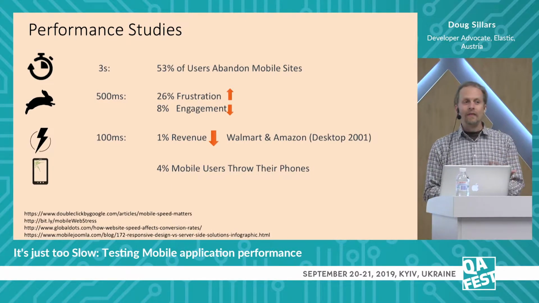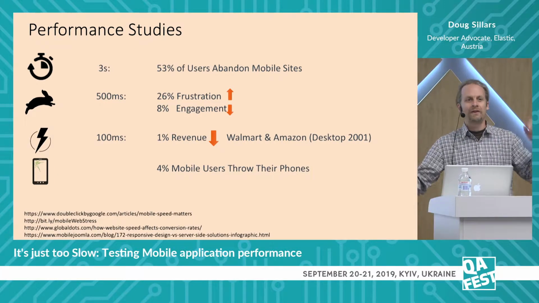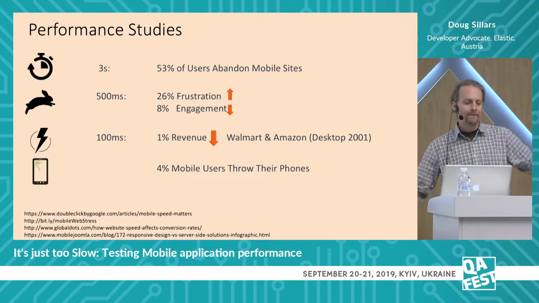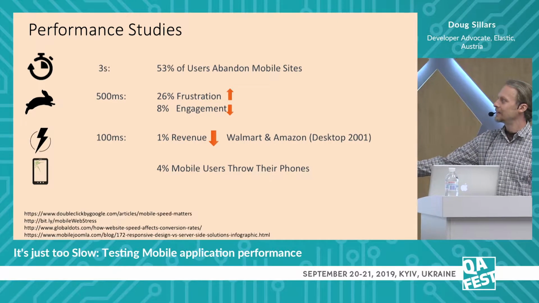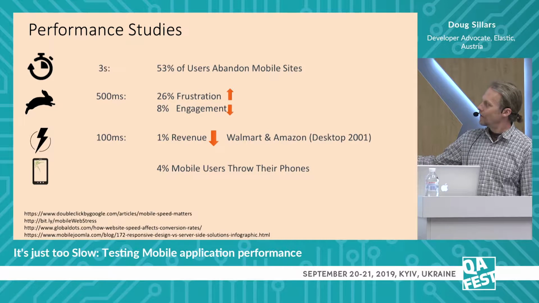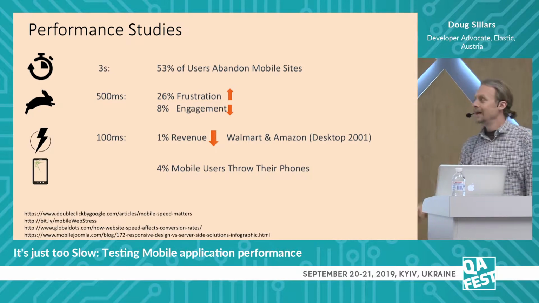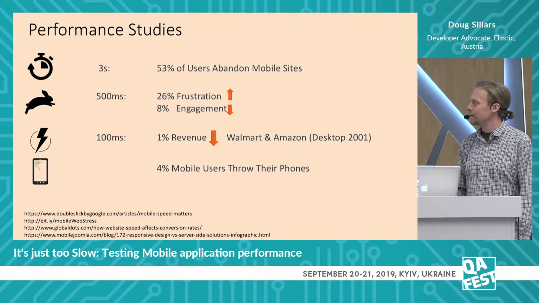There is data on this. Google found that if a website takes over 3 seconds on mobile, you lose half your customers. Like, they're just gone. That's it. A half-second delay raises frustration, lowers engagement. 20 years ago, Amazon and Walmart found they make less money, right? That's kind of an important thing. They did that independently and came up with the same number.